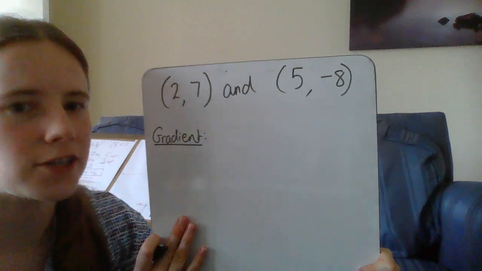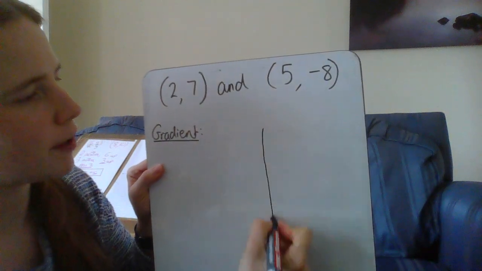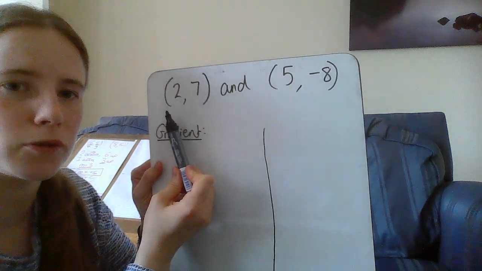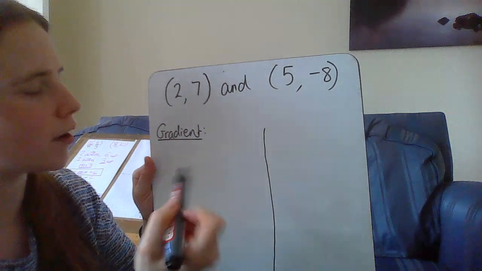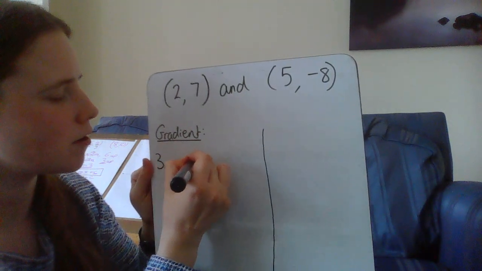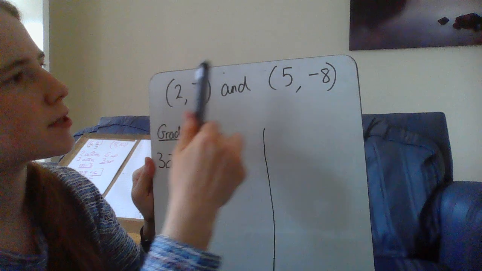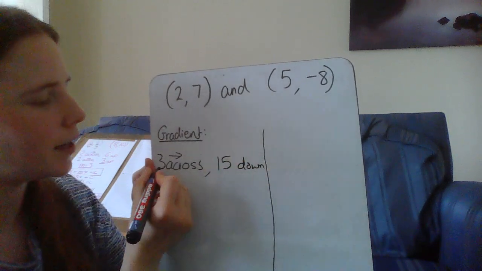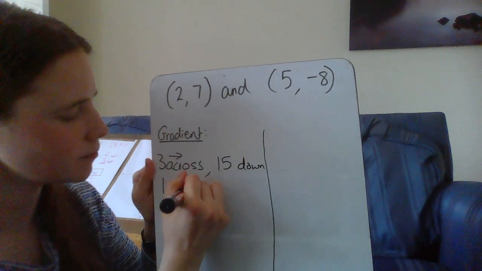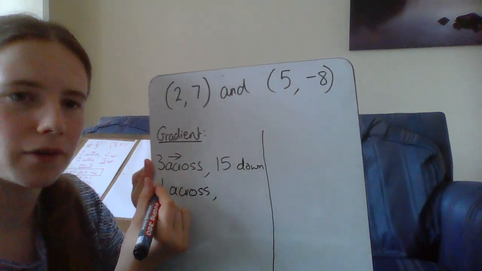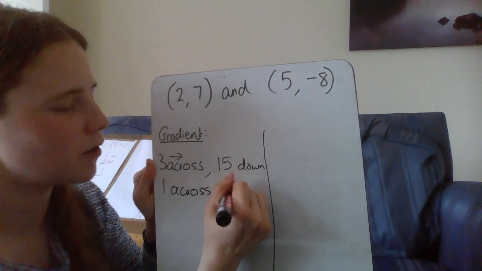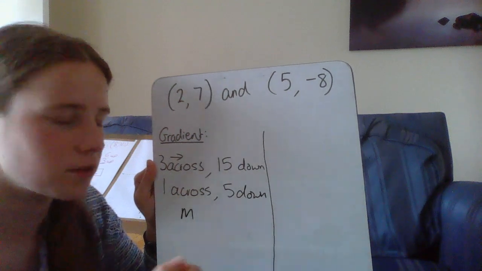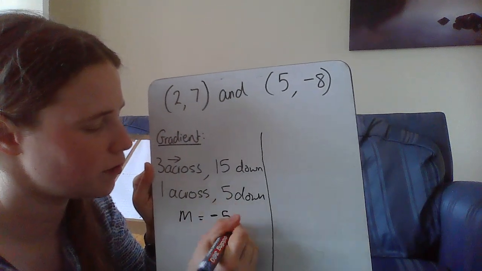Okay, here's how to find the gradient between those 2 points. I'm going to do 2 different methods to find this. First method, I'm going to think how far across and then how far up or down I go. So from 2 across to 5, I'm going 3 across in this direction. From 7 down to -8, I'm going 15 down. I need this to be 1 across, so I need to divide by 3, do the same over here, and it's 5 down. So my gradient, because it's going 5 downwards, is going to be -5.